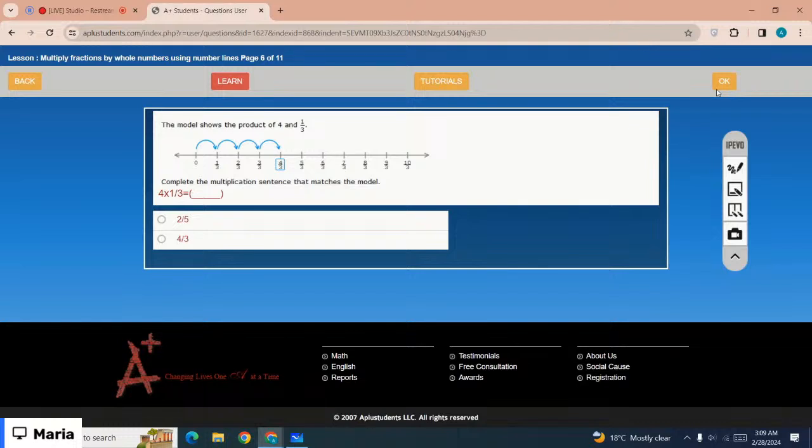Yes, that is 4 and 1 over 3. So 4 times 1 by 3 is very good. That is 4 over 3, right?